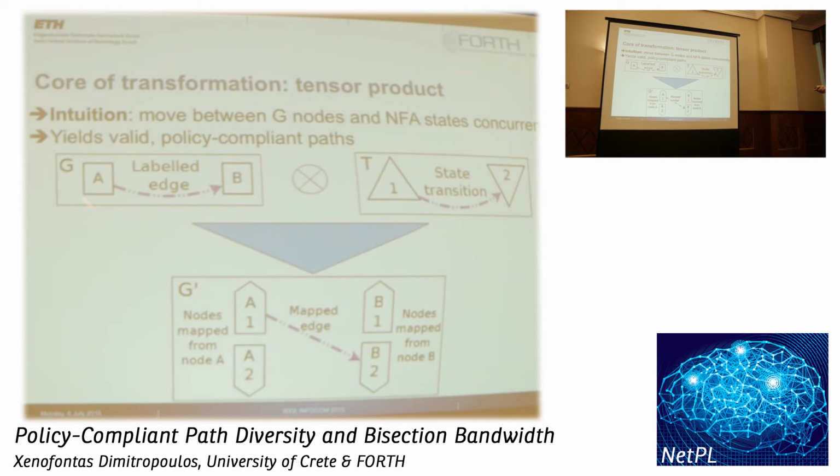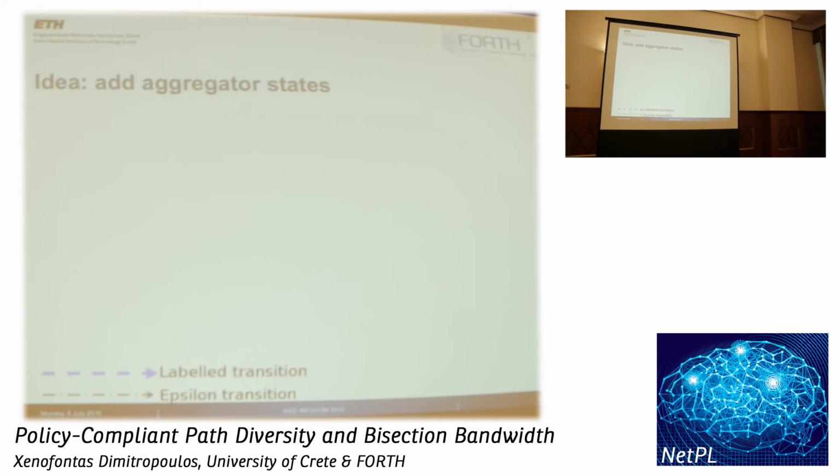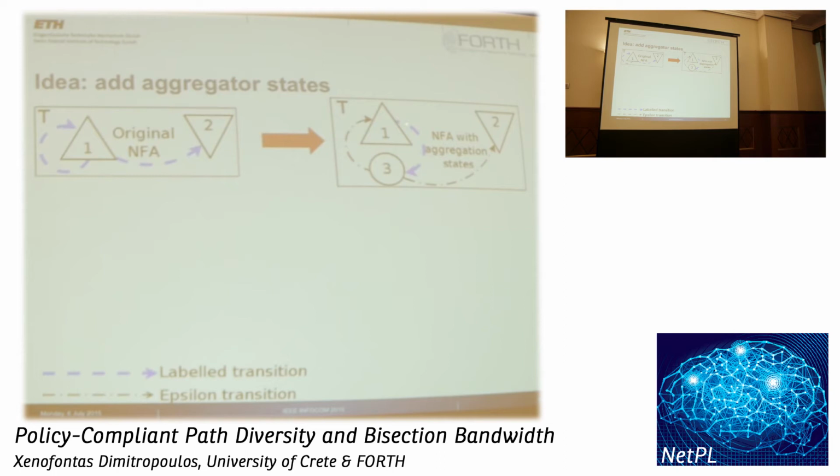Therefore, if we compute the min cut on the transformed graph, the min cut can be distorted by this transformation. The intuition is that we would like the transformation to preserve the min cut, so to pass the same number of parallel edges in the transformed graph as in the original graph. So the second idea is to add what we call aggregator states. So instead of having an NFA like that, we represent an NFA with an aggregator state. So we go from the original state to the intermediate state, and then from the intermediate state we go either to 1 or to 2.